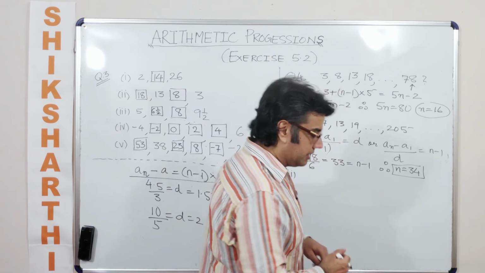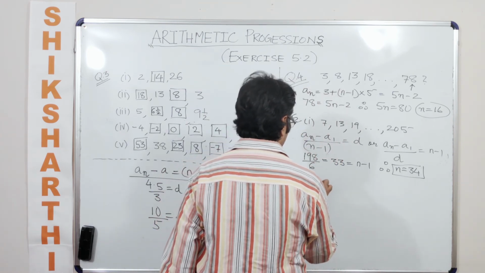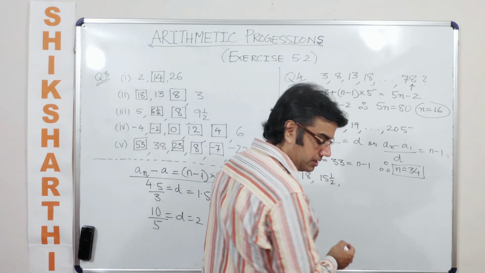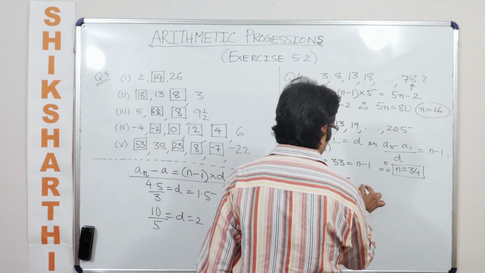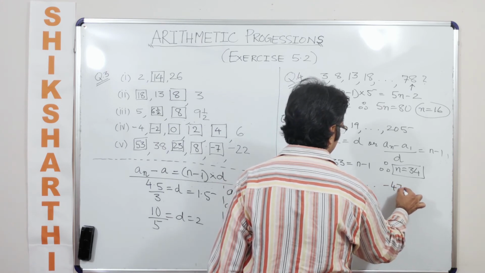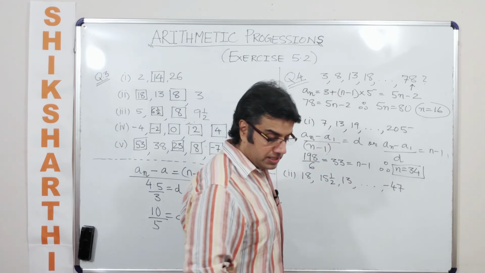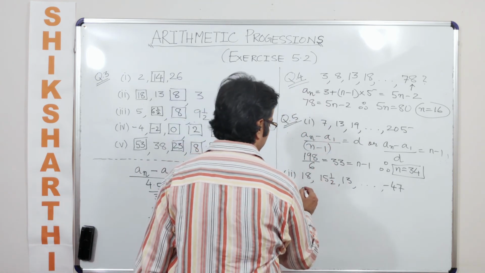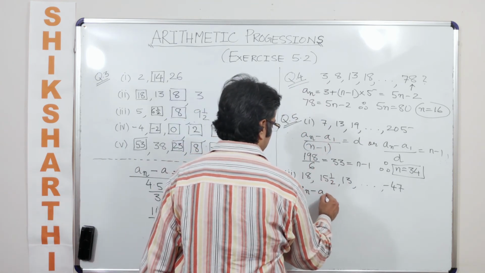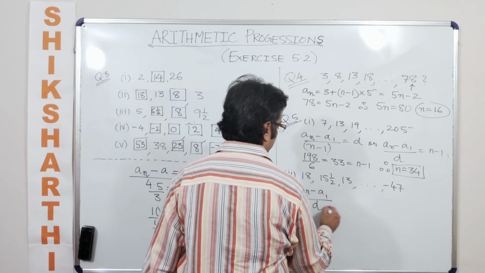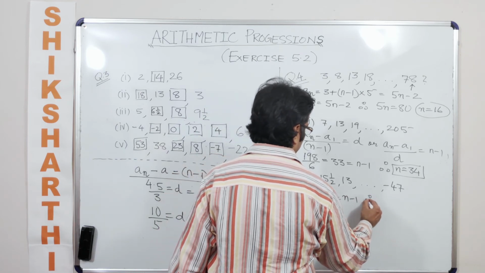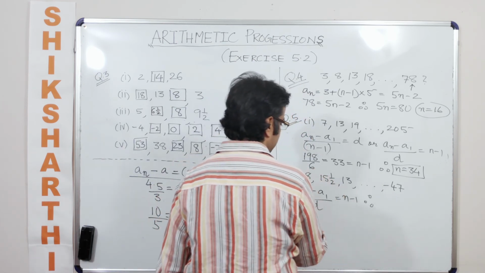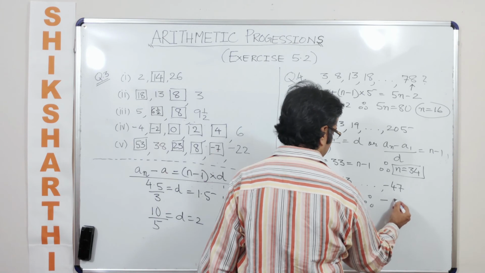Now the second part says that the first term here is 18, the second term here is 15 and a half, the third term here is 13, and so on. The last term that they have given to you in this series is minus 47, and they are interested in knowing the number of terms here. You can use the same formula as we had used in the earlier question. So an minus a1, this is nothing but minus 47 minus 18, which is minus 65.